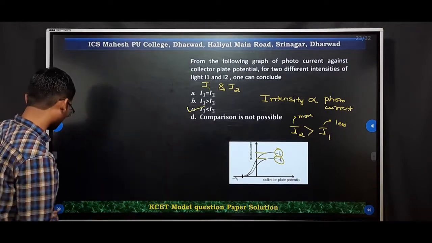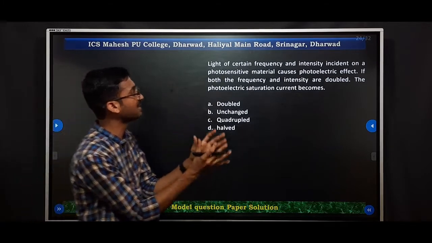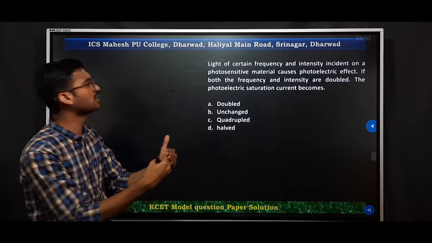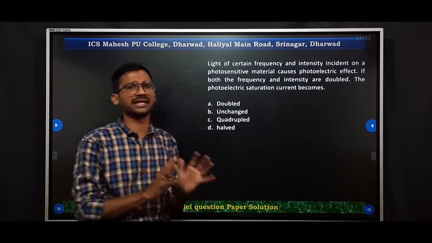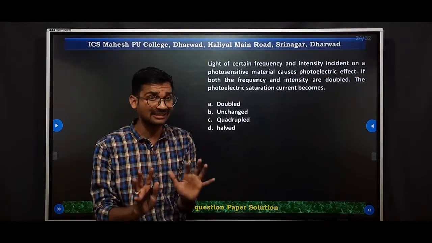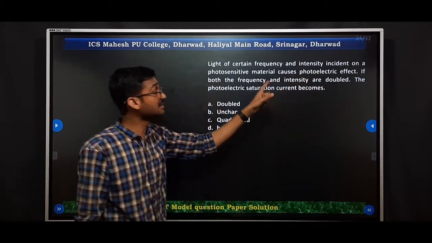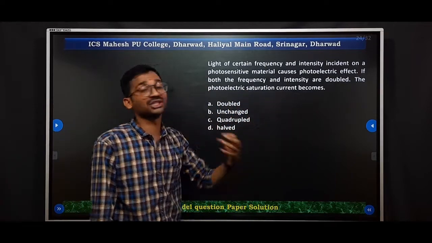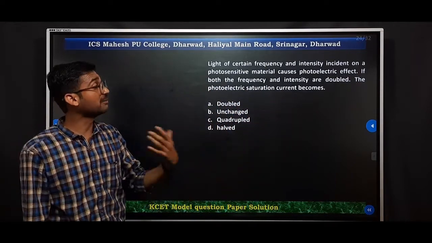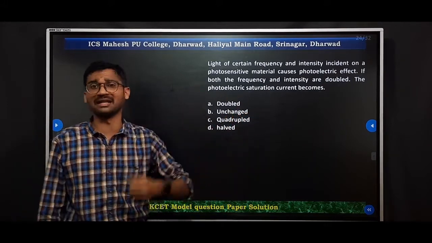Moving on to the next one. A light of certain frequency and intensity incident on a photosensitive material causes the photoelectric effect. We know that by adjusting the frequency and the intensity, we can obtain the photoelectric effect. If both the frequency and the intensity are doubled, the photoelectric saturation current becomes, means on doubling the frequency and the intensity, what will happen?